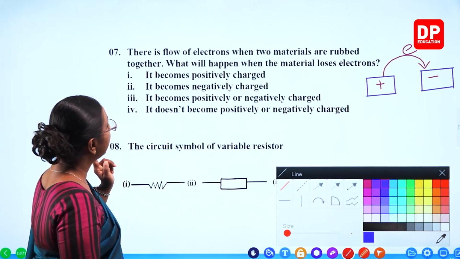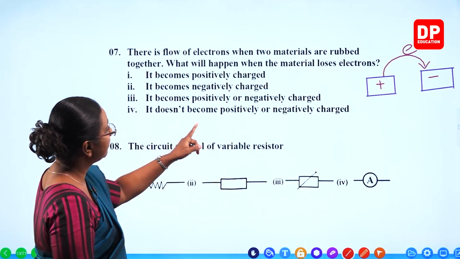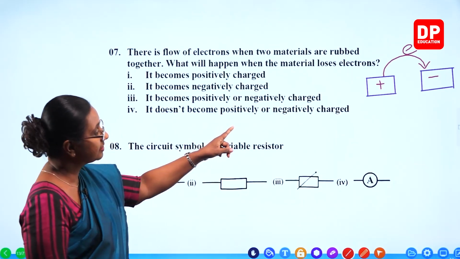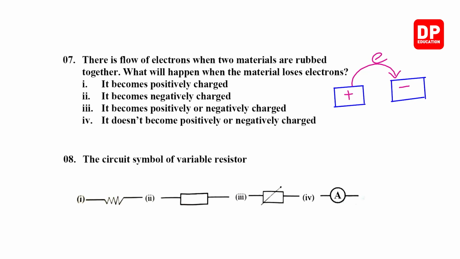There is a flow of electrons when two materials are rubbed together. What will happen when the material loses electrons? The object will become positively charged. So does it become positively charged, negatively charged, or positively or negatively charged? It doesn't become positively or negatively charged.